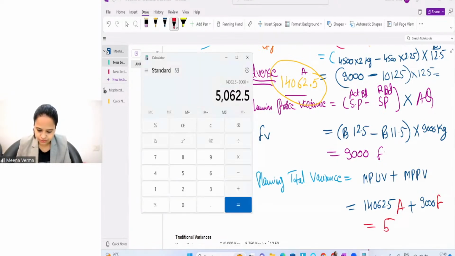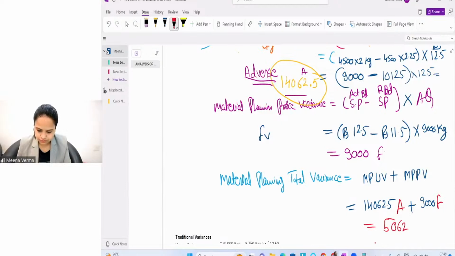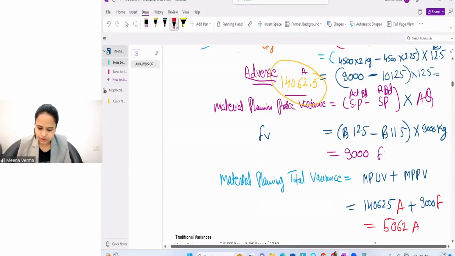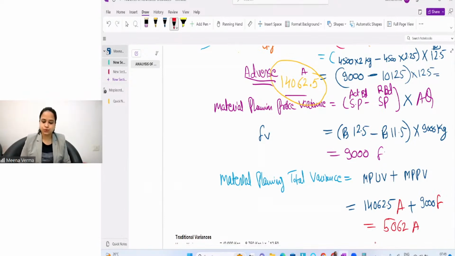Five zero six two adverse. This is the adverse variation, and the amount will be 5062 adverse variation, right? So this is what is coming here, and you can decide whether this is favorable or unfavorable. Is it good or bad? You can easily decide it, right? Okay, so this is my planning variation.